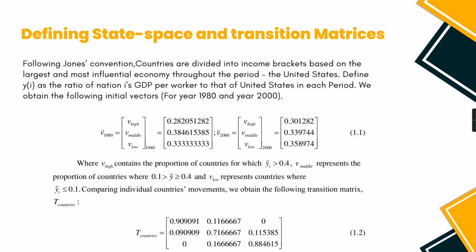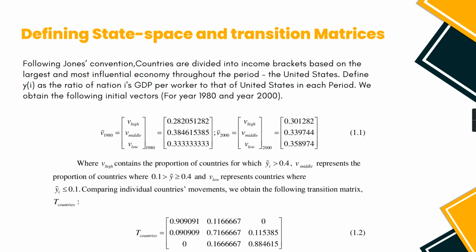Now that we've covered all the mathematical concepts, we'll delve into how we determine the transition matrix and state vectors and study their evolution over time. So using empirical data, we divided the countries into 3 categories. The countries whose GDP per capita as compared to the US was greater than 0.4 were in the high bracket, as in the prosperous countries. The countries whose GDP per capita as compared to the US was between 0.1 and 0.4 were in the middle bracket, and the ones which had less than 0.1 GDP per capita as compared to the US were put in the poor bracket.